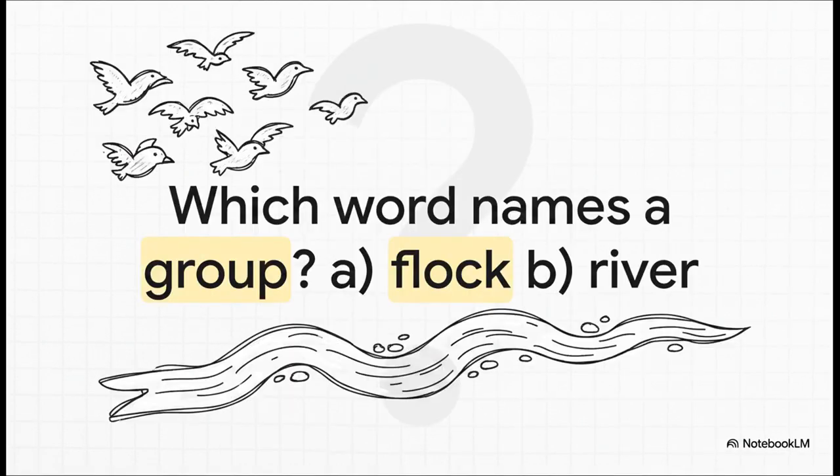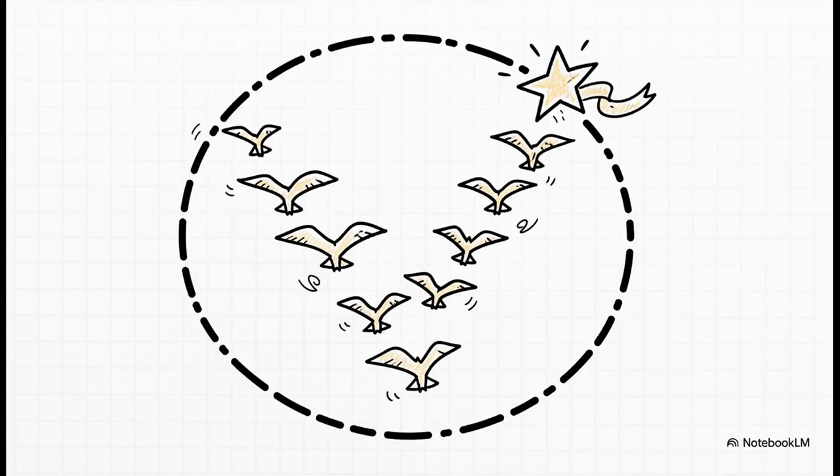Okay, let's try one more. Which of these words names a group? Essentially, which one is our collective noun? Is it A, flock, or B, river? What do you think? And the answer is A, flock. A flock represents a whole group of birds acting together as one single unit. Huge congratulations if you got that right. You are officially passing the inspection and mastering these basics.